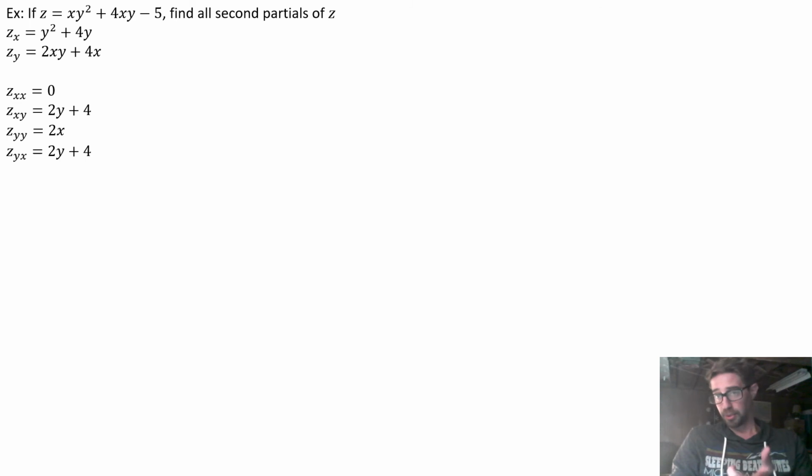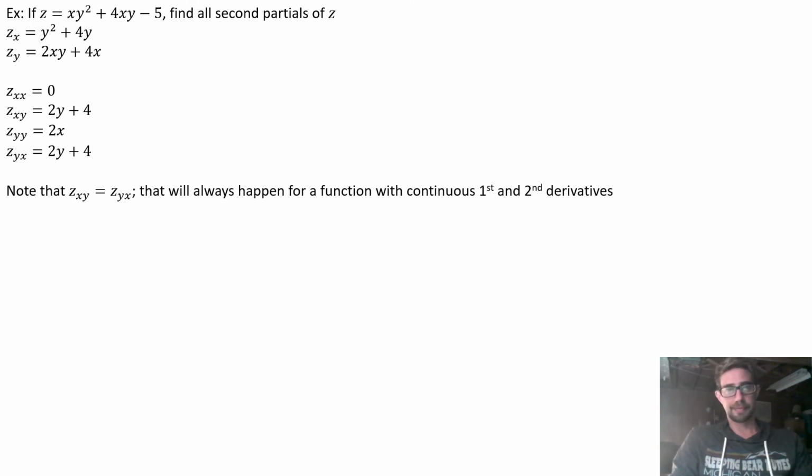If you want to prove that a function is continuous and differentiable at a certain point, you can do that. So it goes both ways. Again, that'll always happen if the function is continuous and has continuous first and second derivatives. It's just an interesting thing that happens. So for your purposes, if you get that, you know you're right.